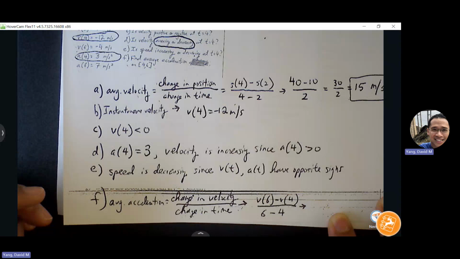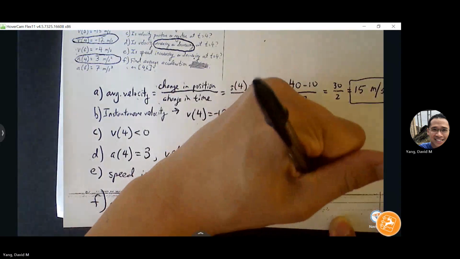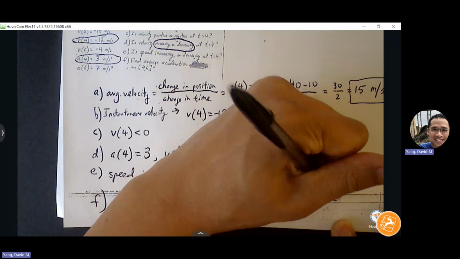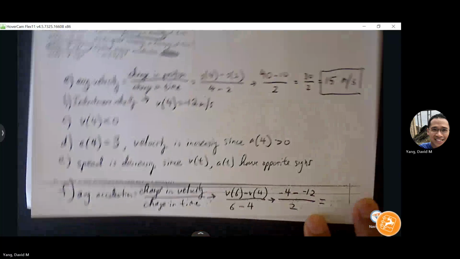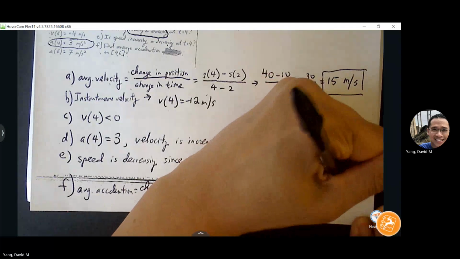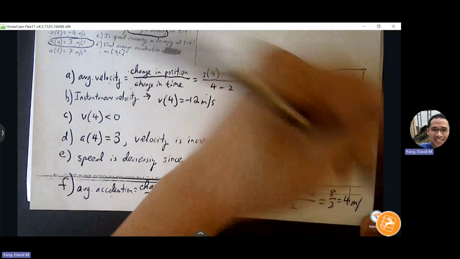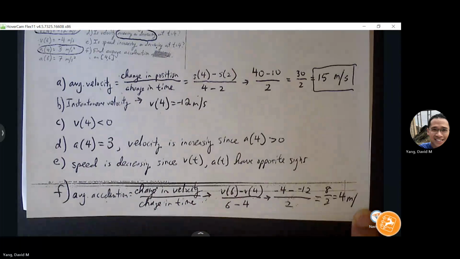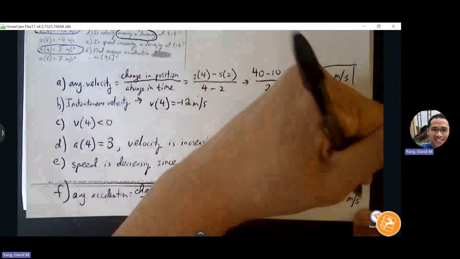So v of 6 is -4. V of 4 is -12. So -4 minus -12 is 8. 8 over 2 is 4. Now, even though we didn't touch acceleration, our units of measure is still in terms of acceleration, so it's 4 meters per what? Something else squared. Yeah.